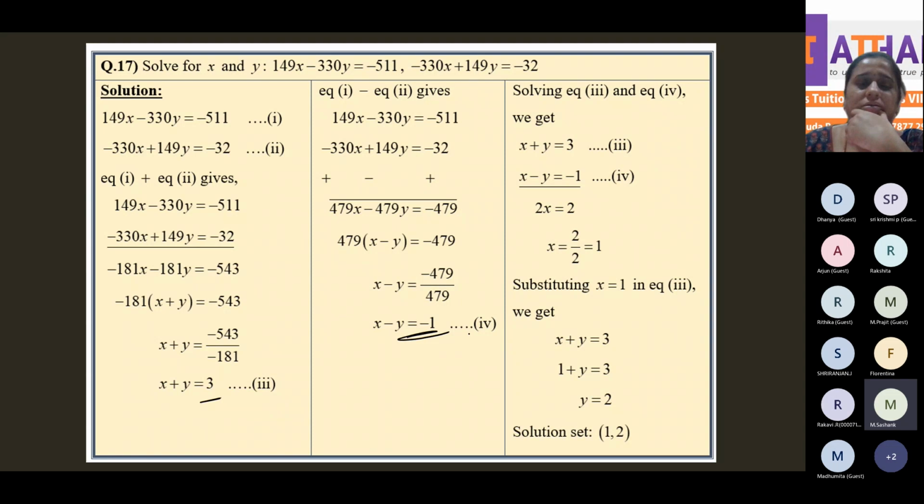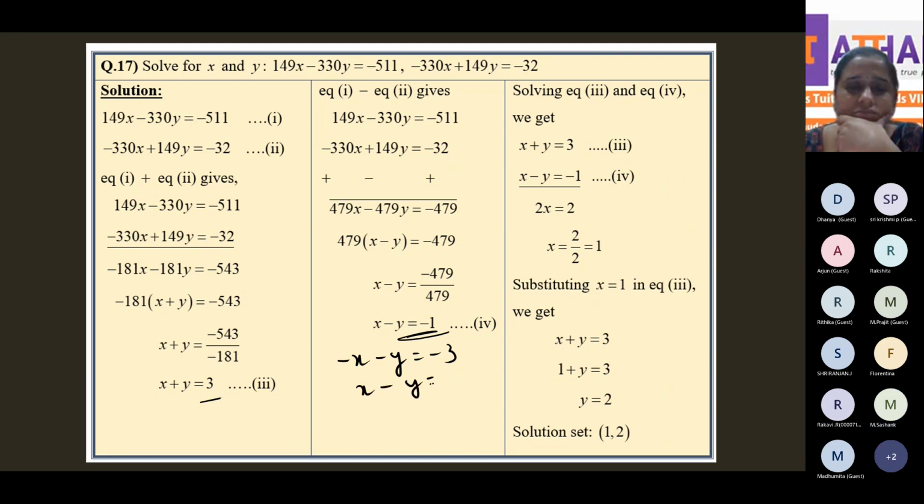Ma'am, I got minus x minus y is equal to minus 3 and x minus y is equal to 1. No, that's wrong. x minus y cannot be 1. Did you get this one?